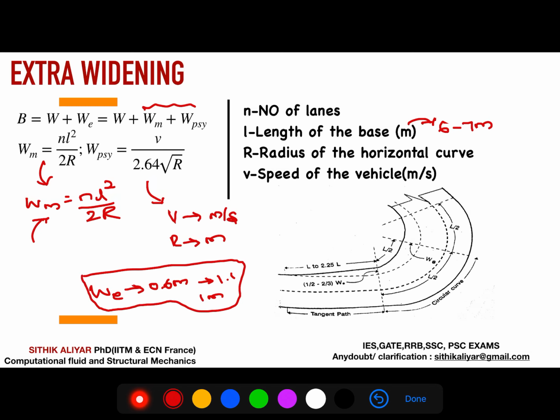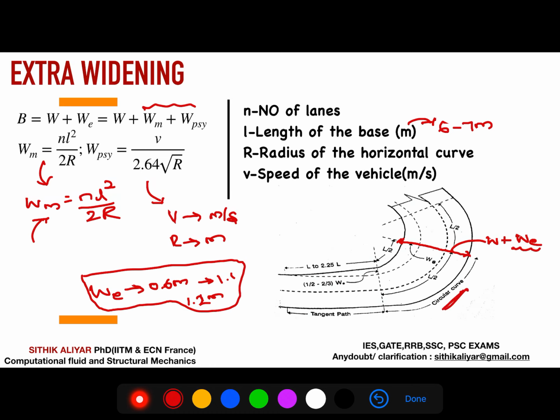You won't have extra widening itself like 7 meter or 8 meter. It will be in the range 0.6 meter to 1.2 meter, depending on the number of lanes, radius and speed of the vehicle. So this will give you the total width. If they are asking the total width of the pavement, you should add both to the width of the road. If it is a 2 lane road, 7 meter; 4 lane road, 3.5 into 4. That total width plus this extra widening you should add. That will be the total width of the road at the horizontal curved section.